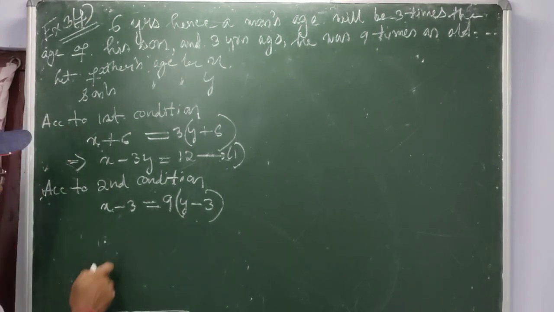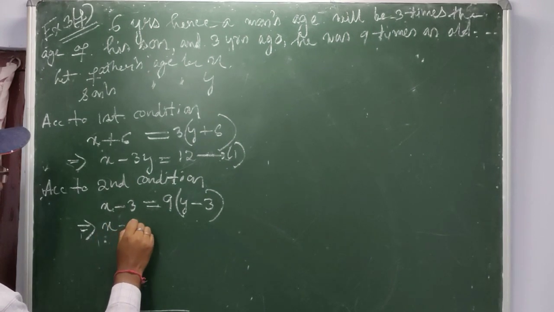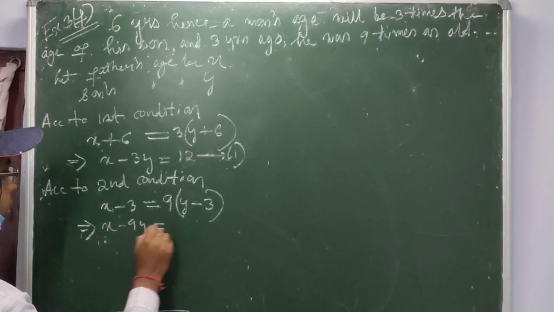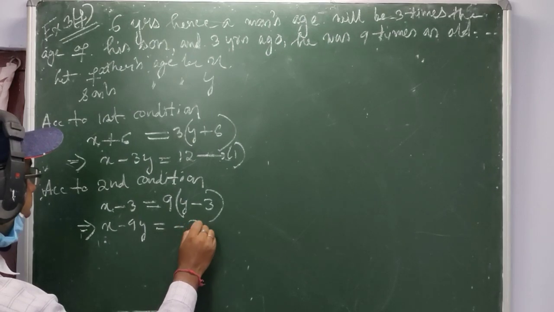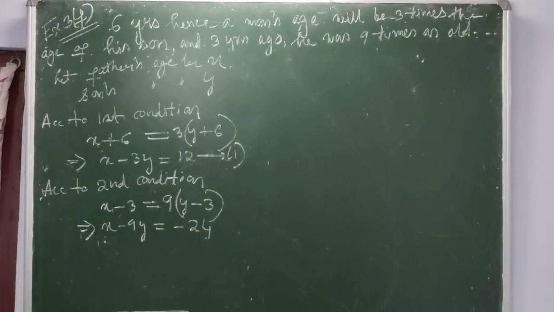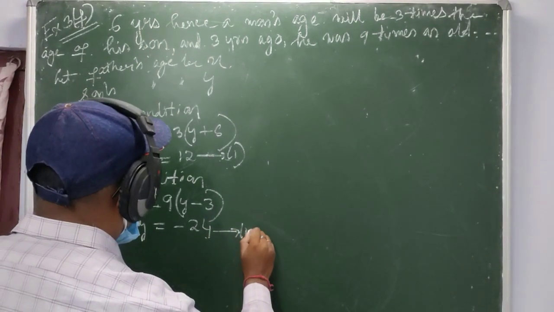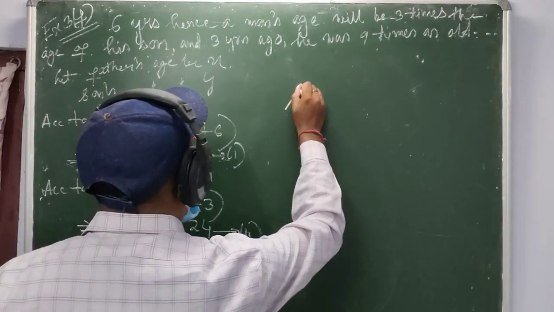3 years ago. So, what happened? If we solve it, we get x minus 9y equal to minus 24. After that, if you solve equations 1 and 2, you will get x equal to 30 and y equal to 6. So you solve yourself.